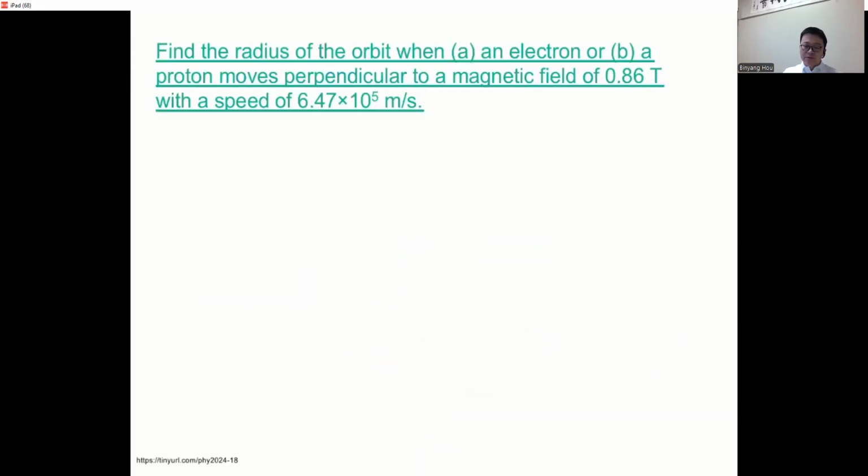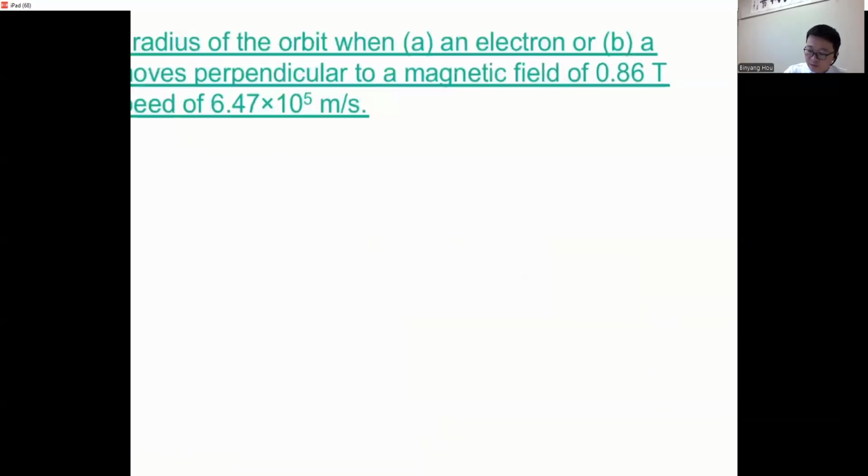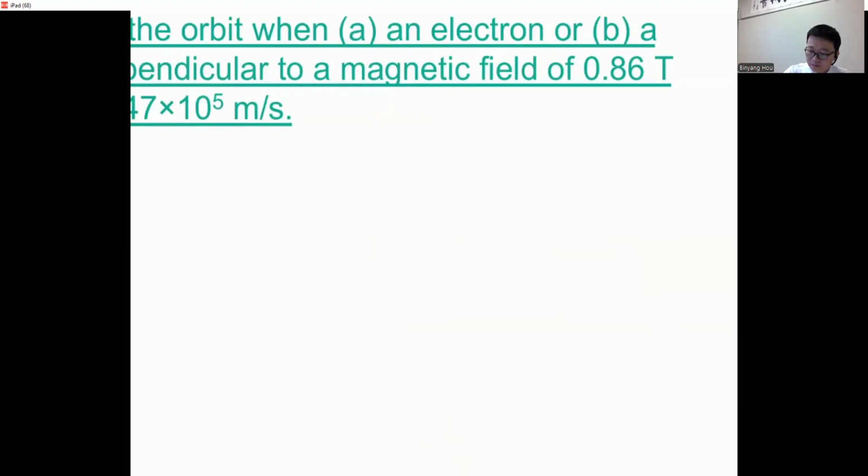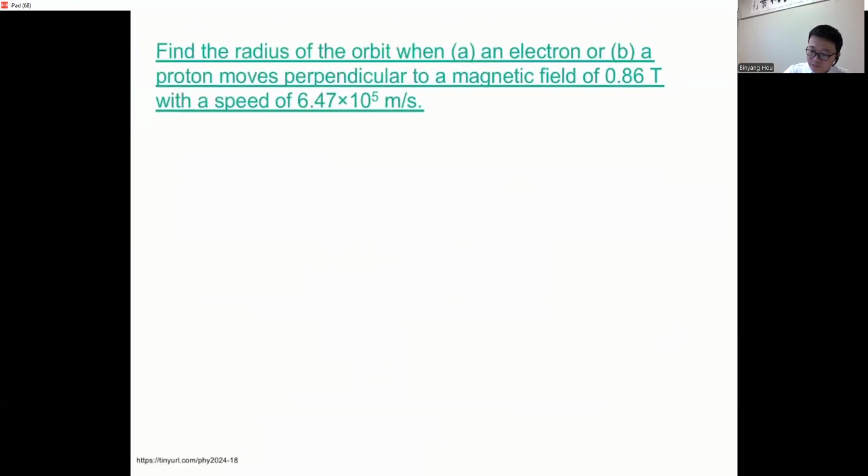So for examples, again, here it says find the radius of the orbit when an electron and a proton, both with charge magnitude 1, but the electron is negative and the proton is positive, move perpendicular to the magnetic field of given strength. So we know B, and the speed. This is the B field, and this is v. It's asking for the radius.